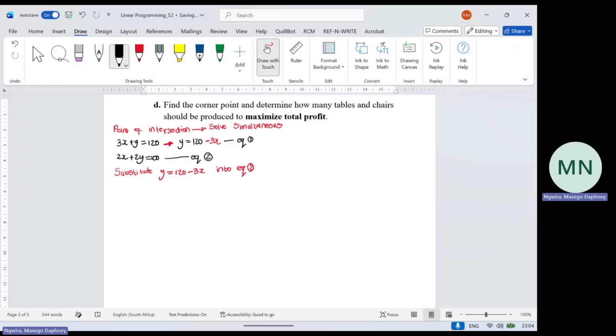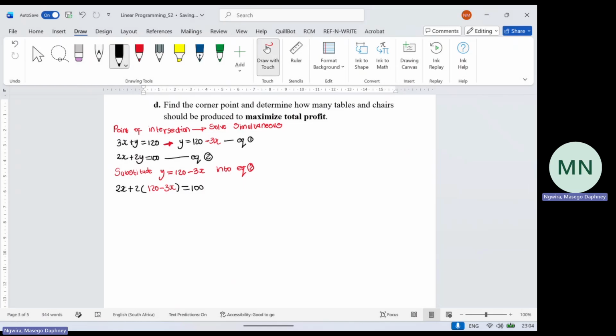Okay, let's do that. So my equation 2, I'm going to have 2x plus 2, and this is y. So wherever I see y, I am going to put 120 minus 3x, and then this is equal to 100. So what did I do? I just replaced my y with 120 minus 3x into equation 2. This is where y is, I put 120 minus 3x.